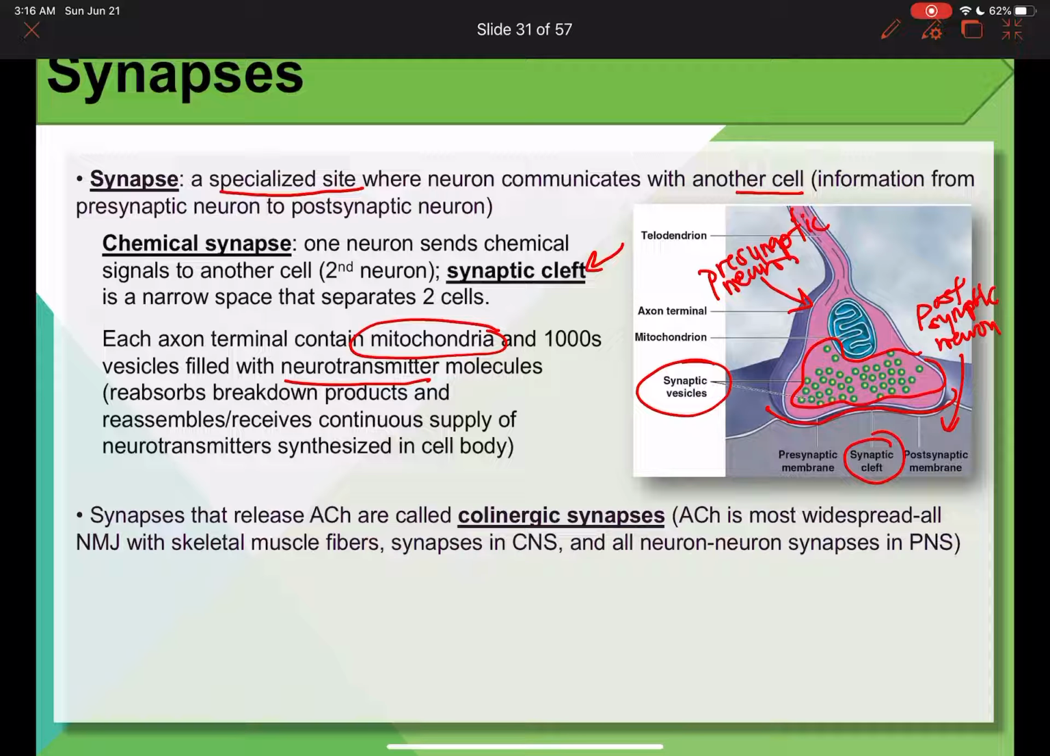So synapses that release acetylcholine, remember there's a lot of neurotransmitters. They don't necessarily all have to release acetylcholine. They can release something else. But those that release acetylcholine are called cholinergic synapses.